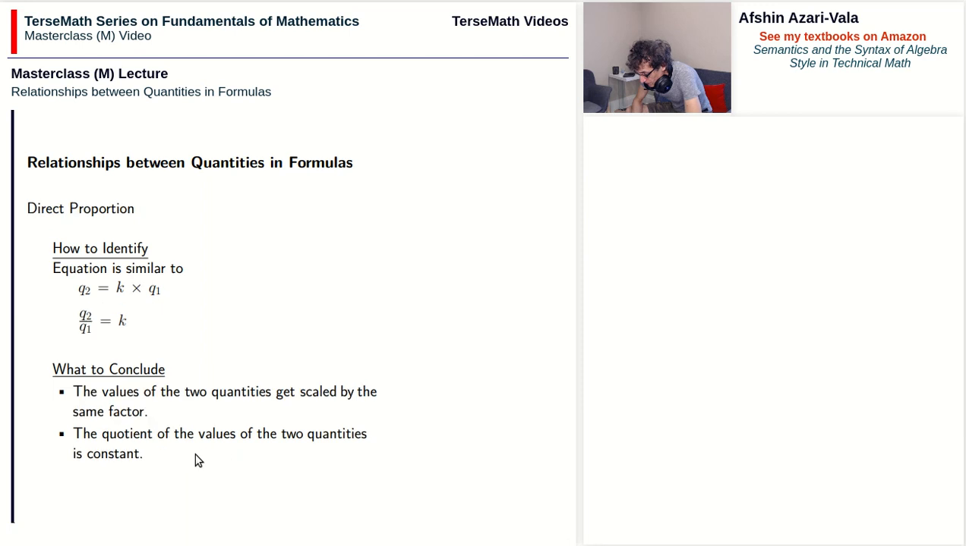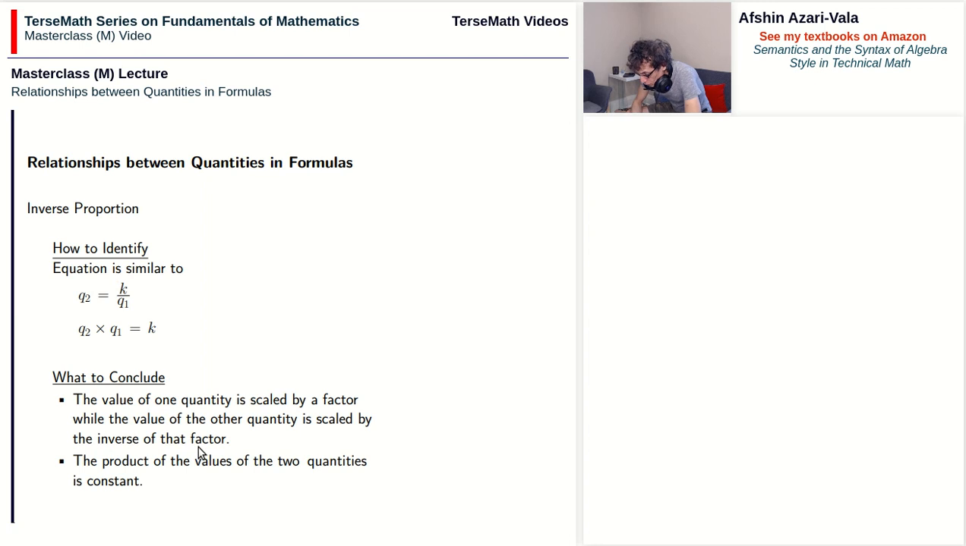From the conservation form, we can say that the sum of the two values, the values of the two quantities, is constant. For direct proportion, your equation should be similar to Q2 is equal to K times Q1, or the conservation form, Q2 divided by Q1 is equal to K. Again, K is a constant. If you do have direct proportion as your relationship, then you can conclude that the values of the two quantities get scaled by the same factor. It means they get multiplied by the same number, or they both get divided by the same number. From the conservation form, we can say that the quotient of the values of the two quantities is constant.